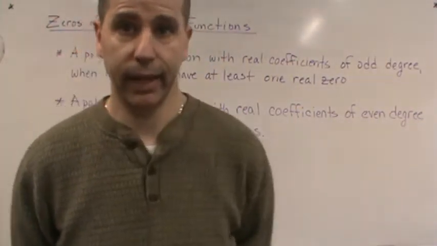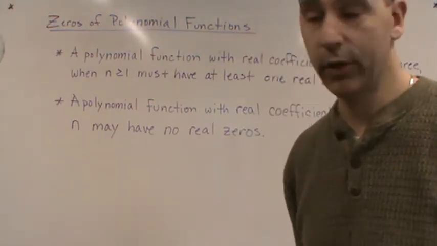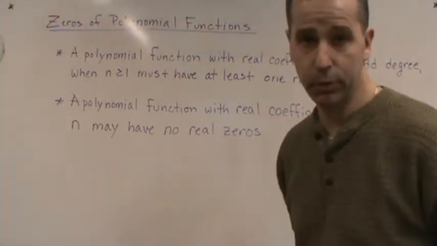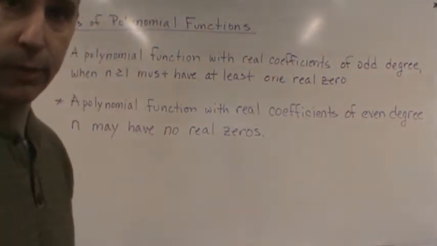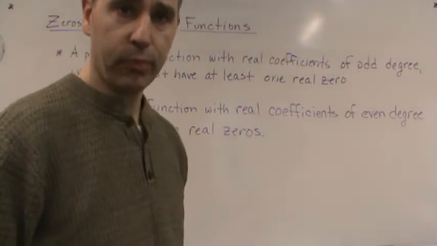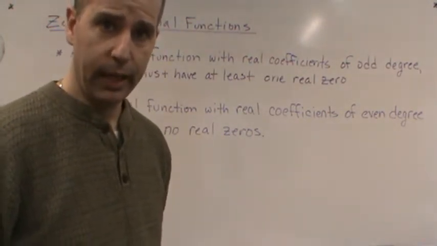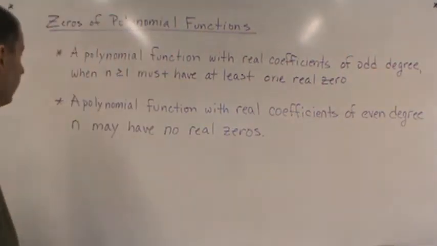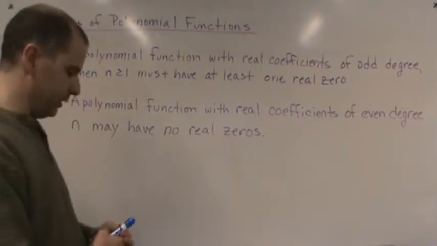Okay, welcome back. Today we're going to be talking, in a short video, about the zeros of polynomial functions. There are two things that come from the conjugate zeros theorem for complex zeros. They're these. A polynomial function with real coefficients of odd degree.